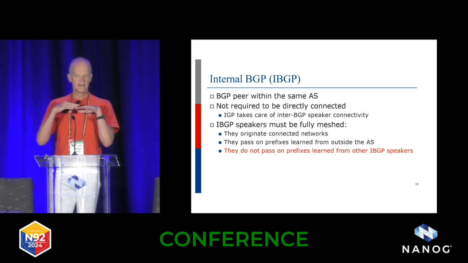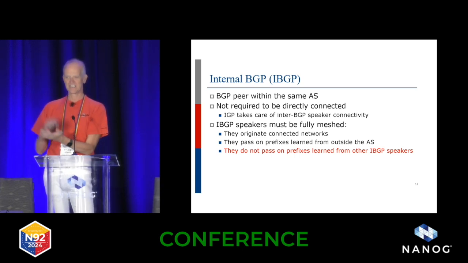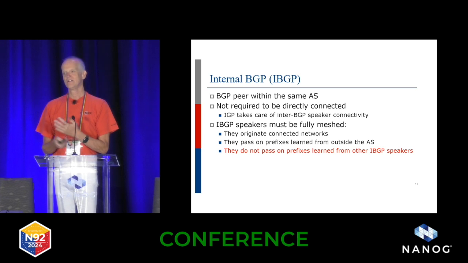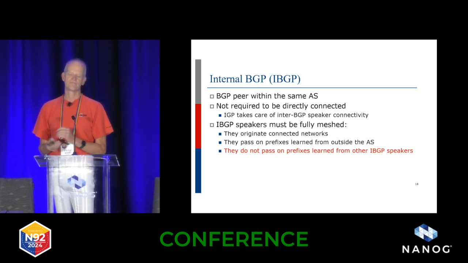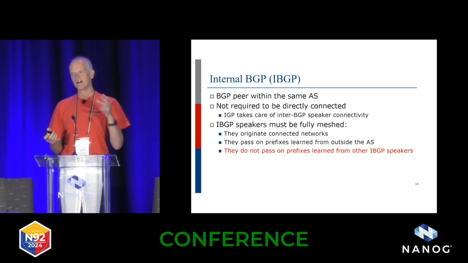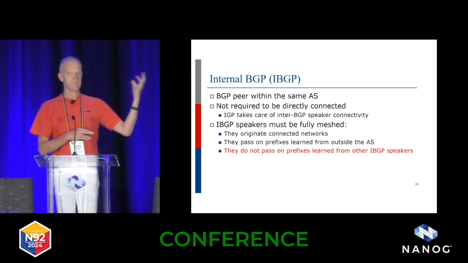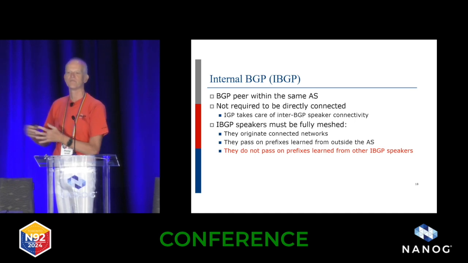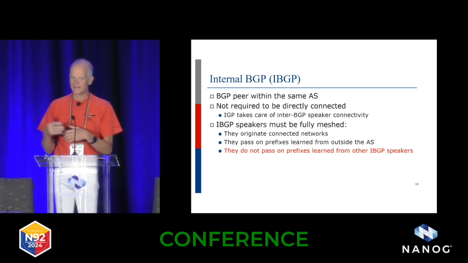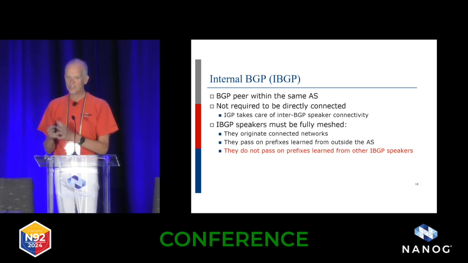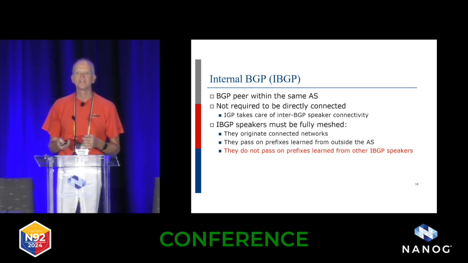So iBGP, again, if you look at the specification, has to be fully meshed. This doesn't scale. And so, as we'll see in a little bit, the way we scale BGP inside the backbone is to use something called a route reflector. And the reason for being fully meshed by specification is that iBGP will only take prefixes from outside the autonomous system or locally originated. It doesn't pass prefixes it learns from other routers inside the AS. It's not like OSPF or ISIS. It only takes what it hears from outside or what is originated directly in the router itself. Otherwise, this thing just wouldn't scale at all.